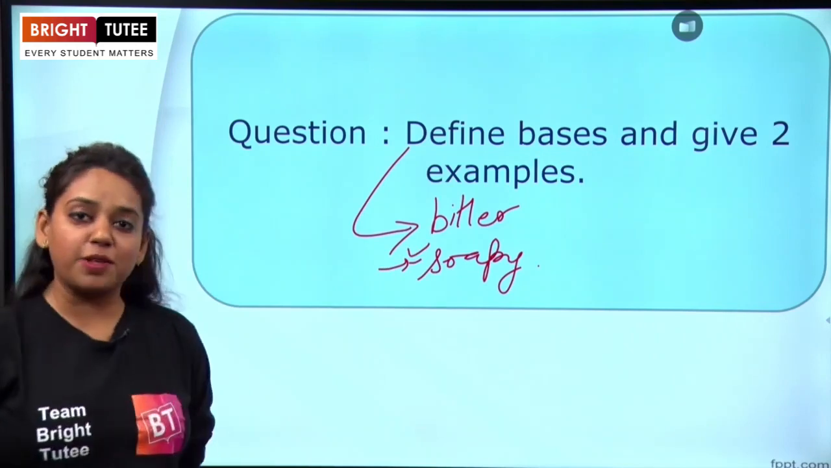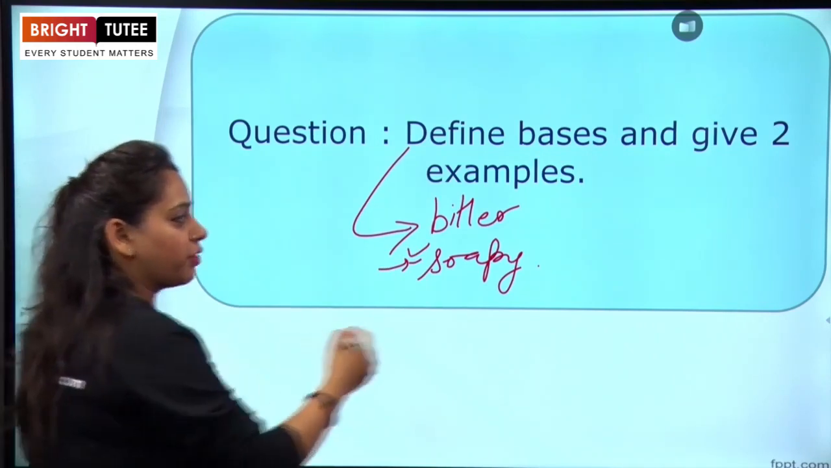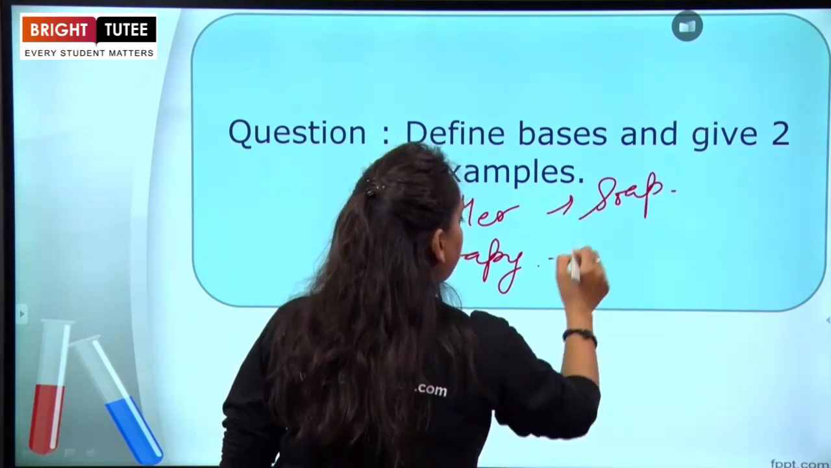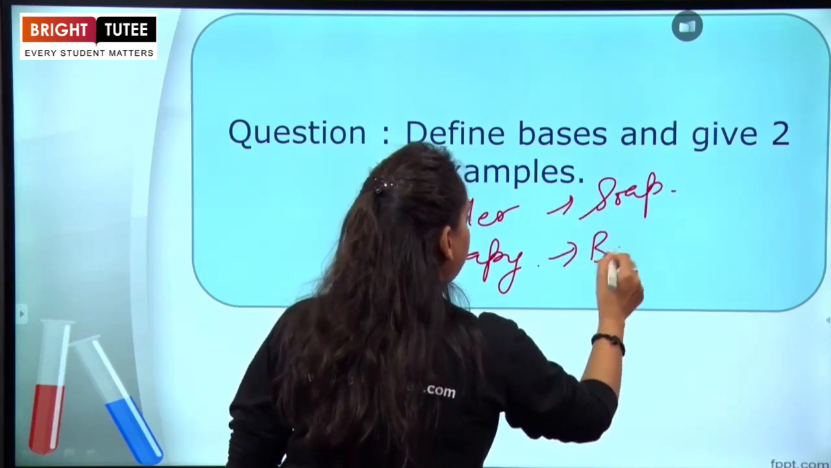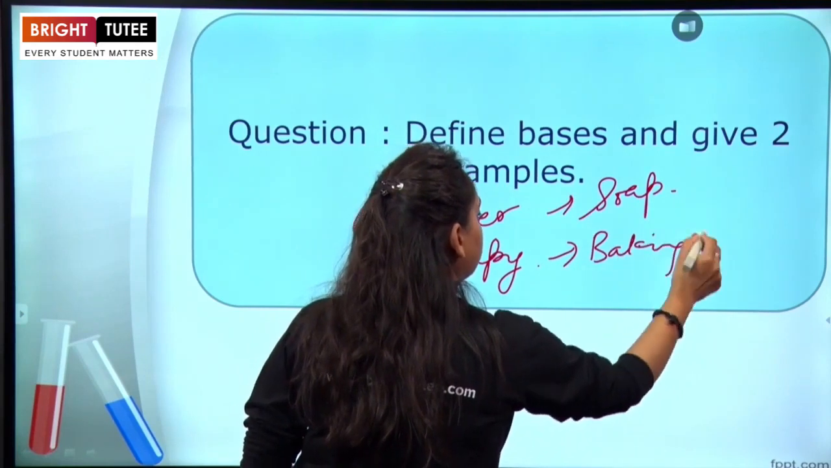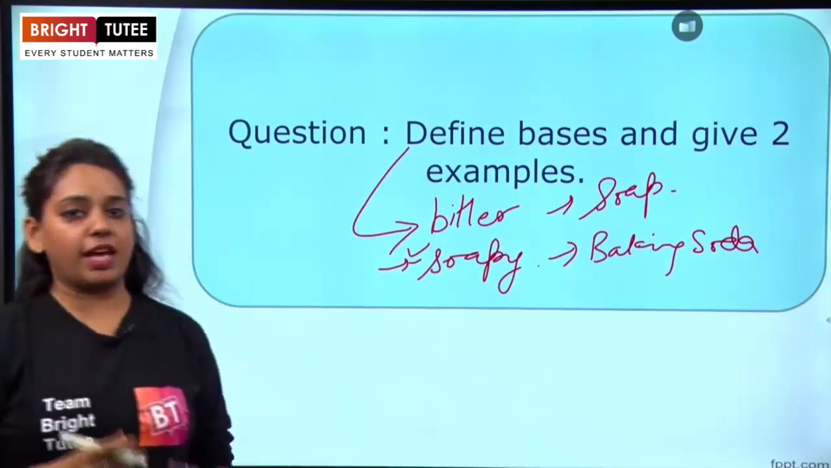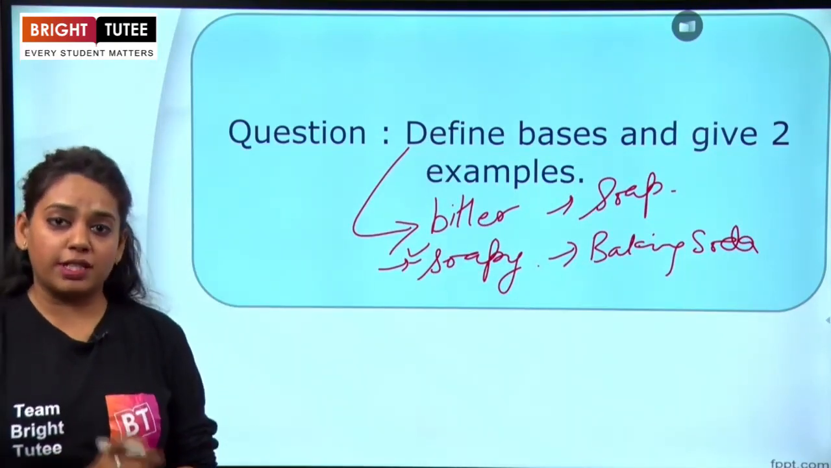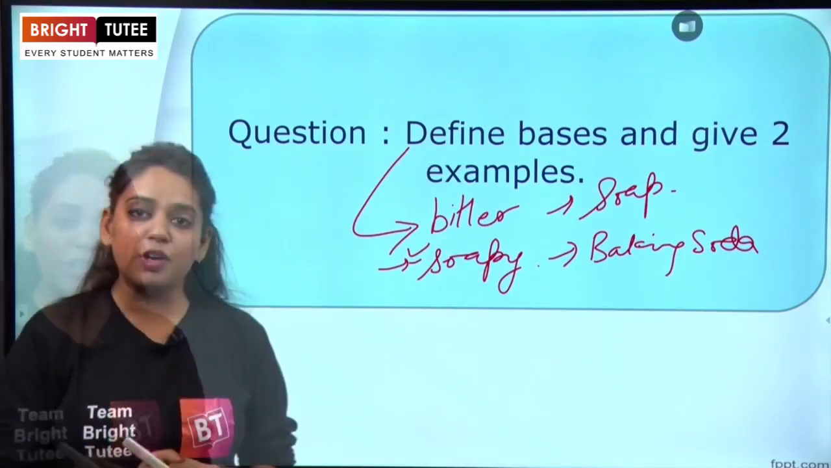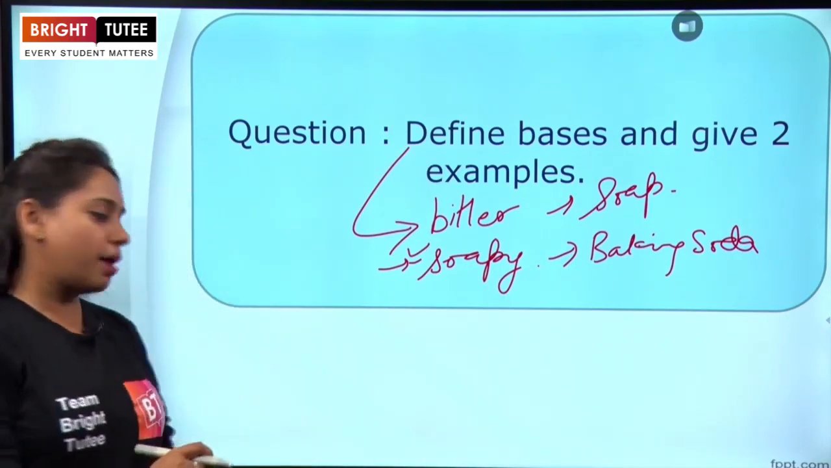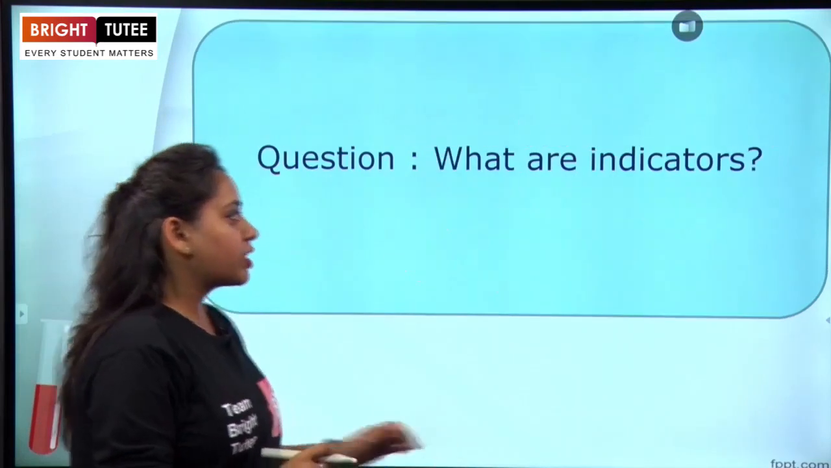And what are the examples of bases? The examples of bases can be soap, or we can write baking soda. You can write sodium hydroxide, potassium hydroxide, and we have studied a lot of examples. We have studied about milk of magnesia, which was magnesium hydroxide. You can write any two examples. Let us move towards the next question.